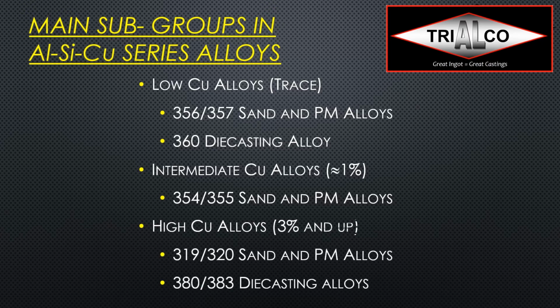And then we have the high copper alloys, and they are typically 3% and up. And that would be either for sand and permanent mold, the 319 or 320, and typical applications here would be like engine blocks and cylinder heads, things like that, where I do not want much of an elongation, but it's exposed to a lot of heat in service. Or, of course, the die casting alloys 380 and 383.